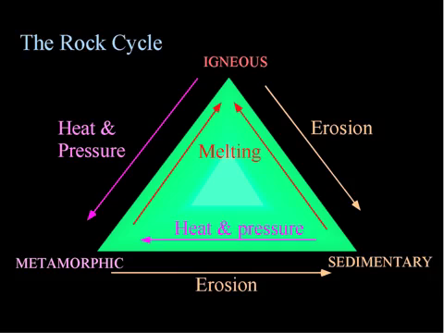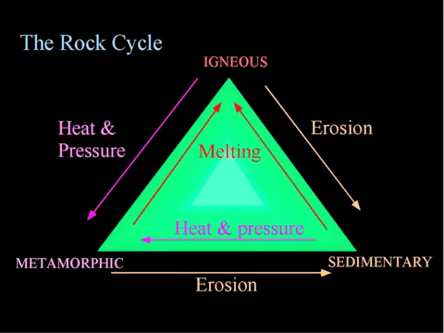Here's another way of looking at it. This can be a bit more confusing, but I wanted to make sure you understood that it can go in multiple directions. Okay, so you can see in each corner you have a rock type: igneous, sedimentary, and metamorphic. Well, from each one you have a couple different options.